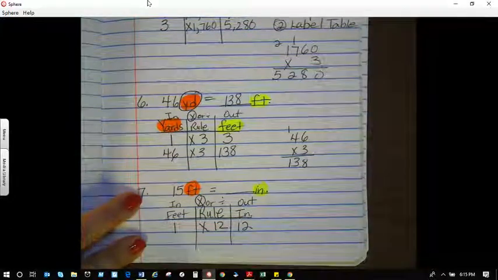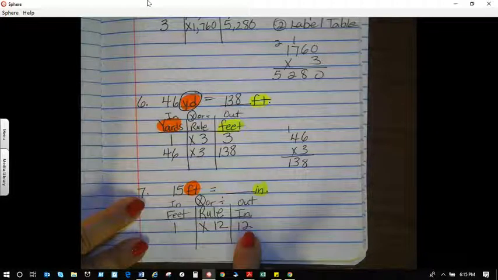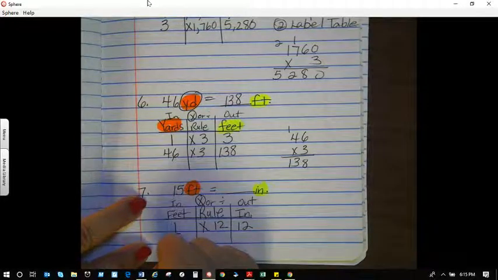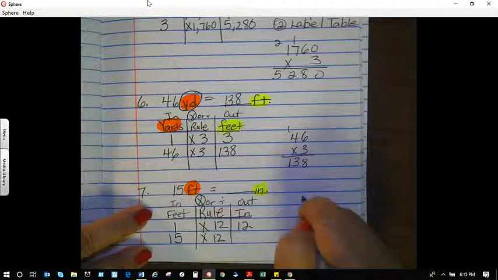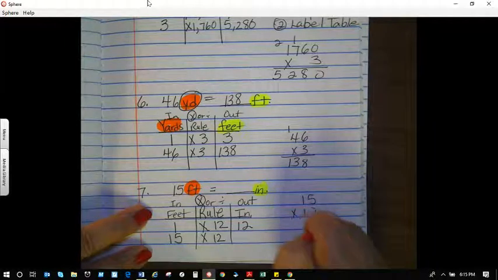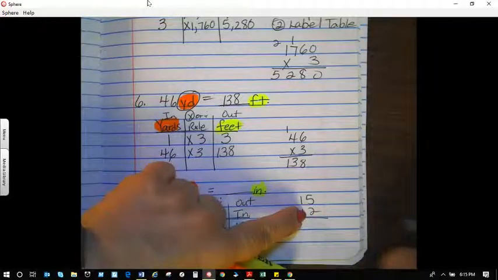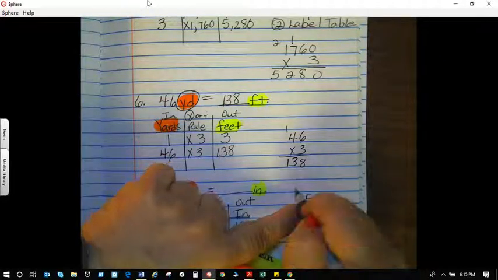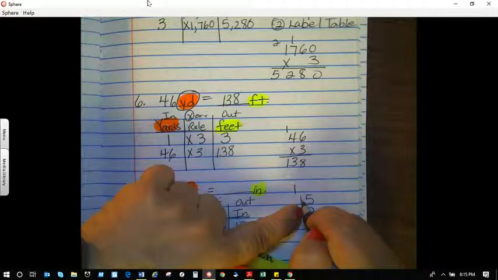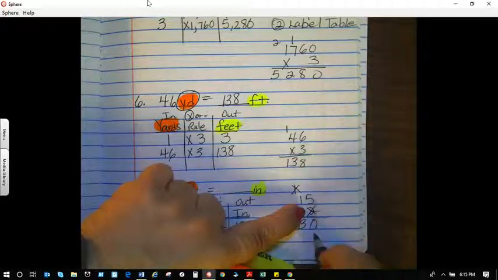Well, if 1 foot is equal to 12 inches, then what is 15 feet? And remember, my rule is still times 12. So I'm going to multiply that out. 15 times 12. Remember, I can hide my tens, so I can do my standard algorithm. 2 times 5 is 10. Carry my 1. 2 times 1 is 2, plus 1 is 3. Cross that out, cross this out, put my 0.